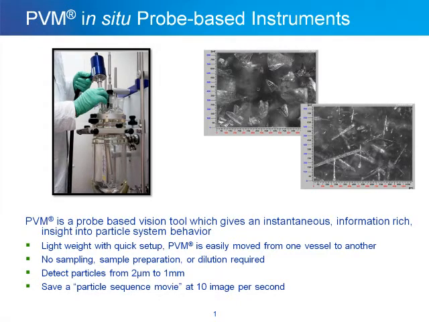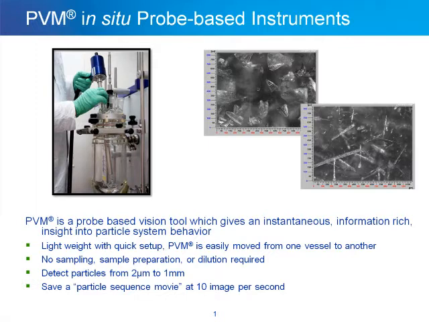PVM in situ probe-based instruments. PVM is a probe-based vision tool which gives an instantaneous, information-rich insight into particle system behavior. And you can see in the image we have a 400 millimeter long probe which is 19 millimeters in diameter, and the PVM can easily be moved from one vessel to another and is extremely lightweight, so that one can use the probe from one vessel and move it quickly to another.